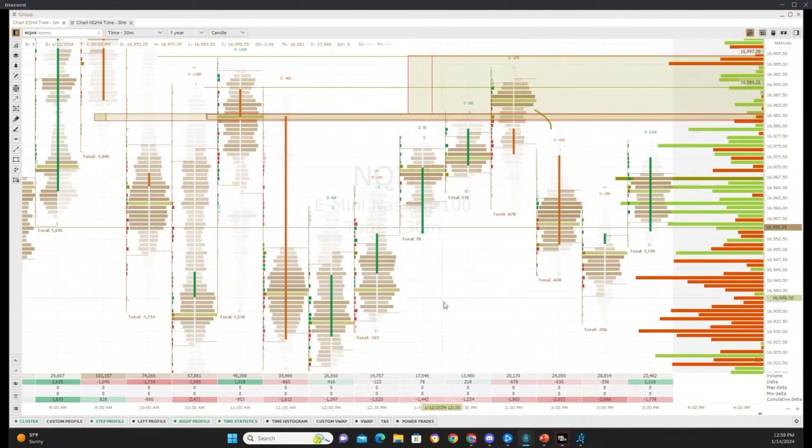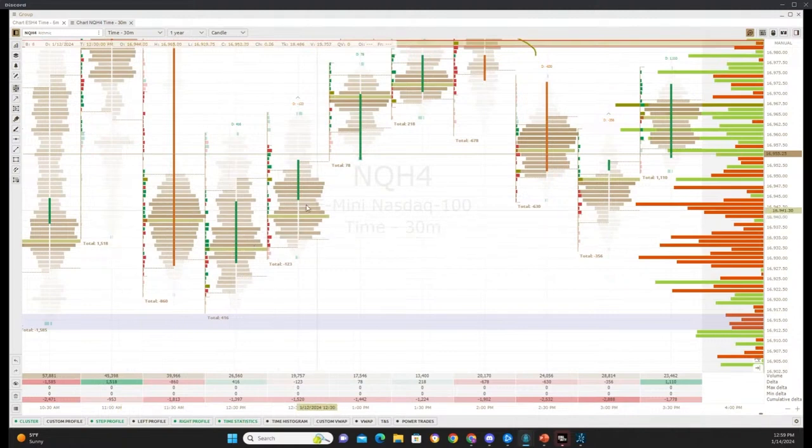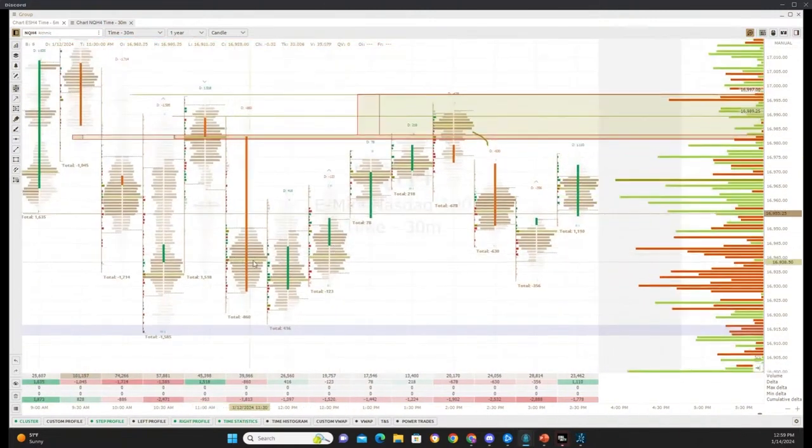And then look, this is a pretty good example here. Now look at these HVNs. This is a pretty good setup here, because you have 3 HVNs all within the area, right? So typically what I do, let's say you find the value area high, you draw this.